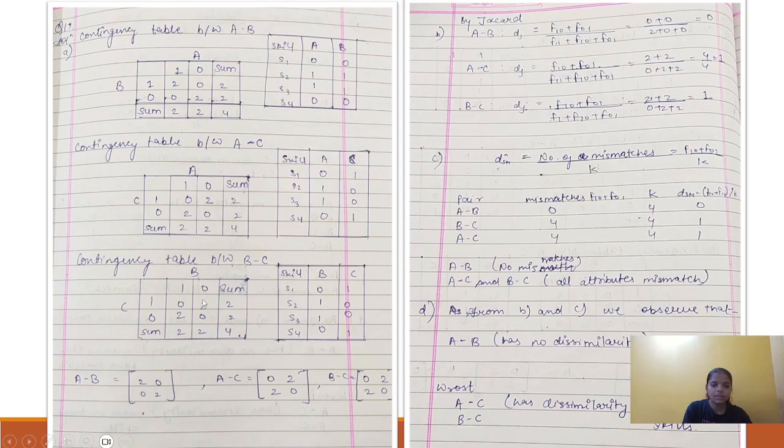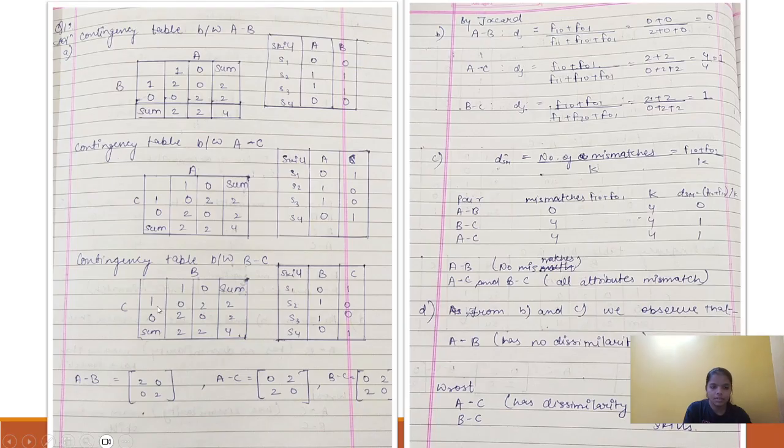Now creating the contingency table. To create the contingency table, we substitute values from the given table where both C and B are having 1. There is no case where C and B both are 1, so we will place here 0.